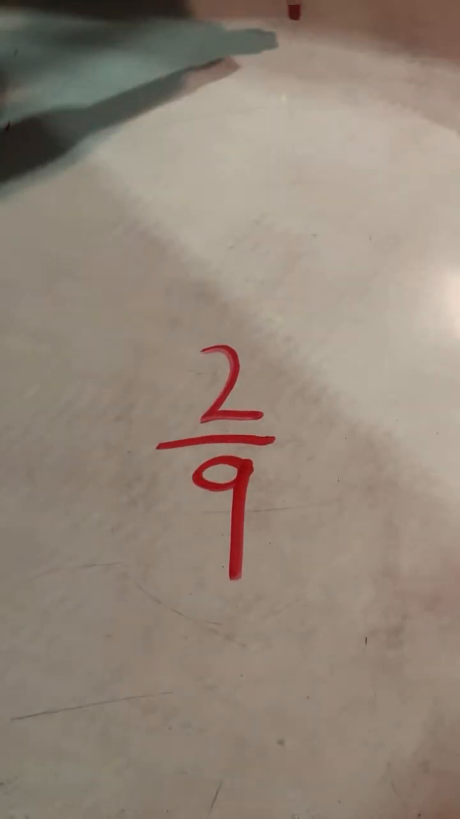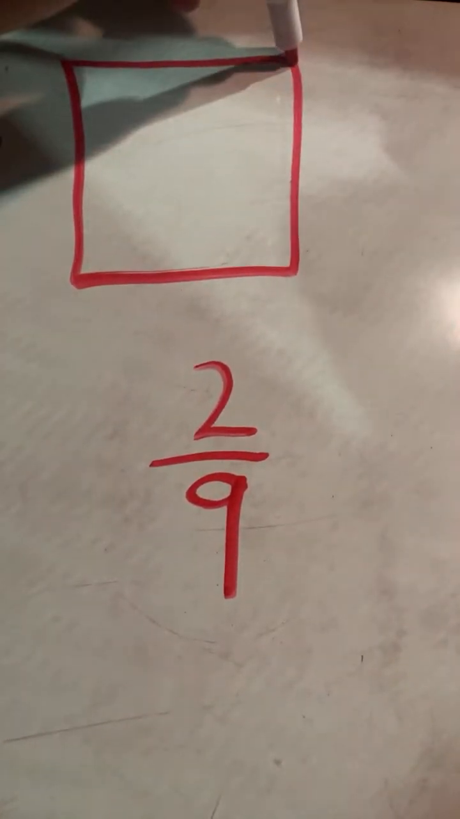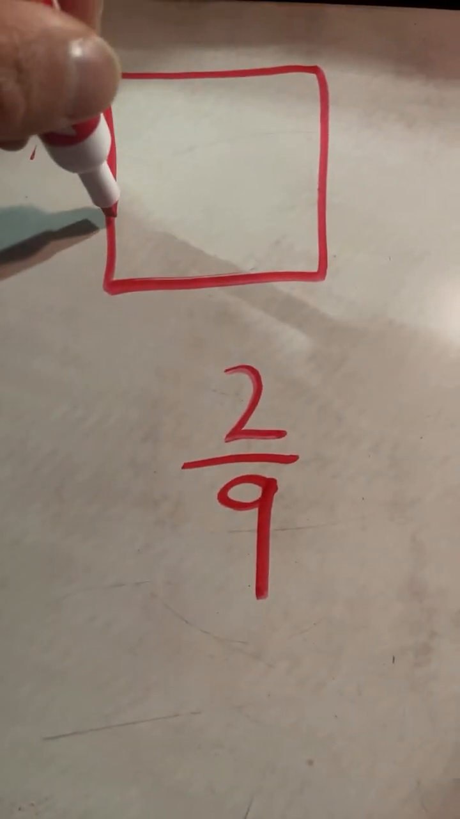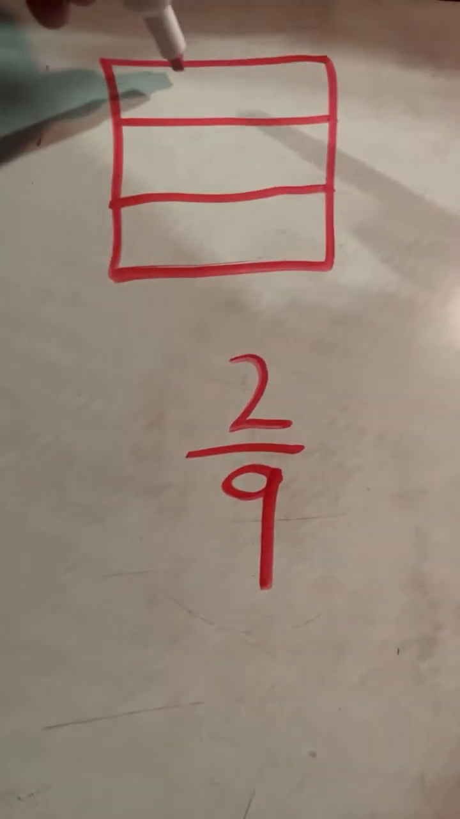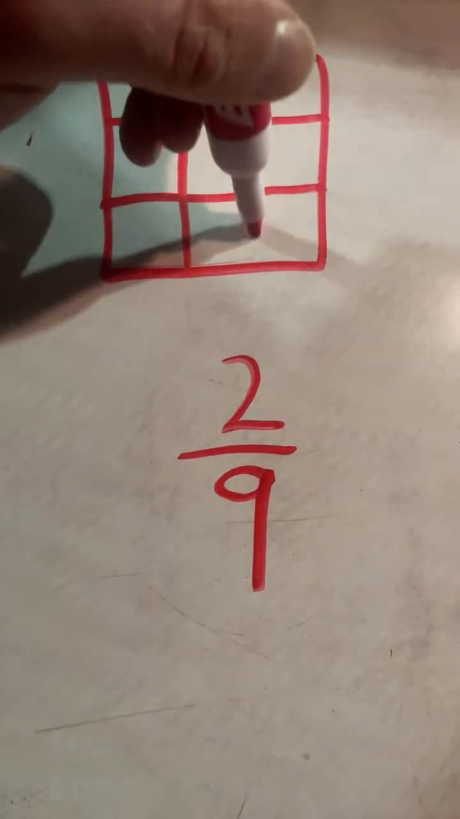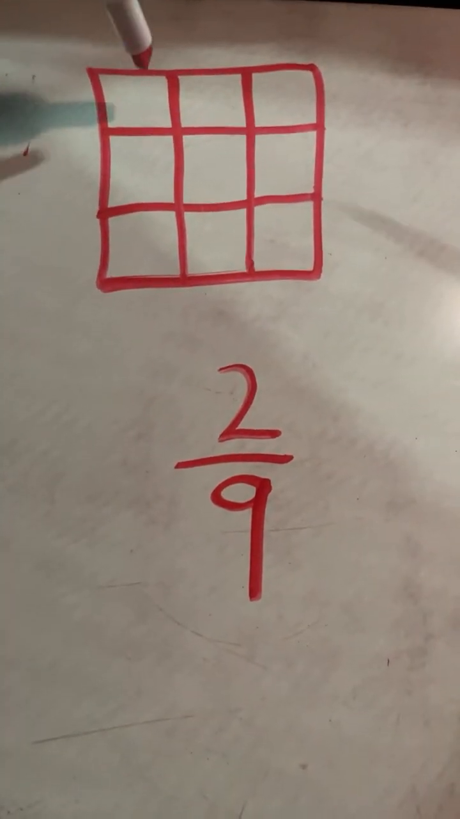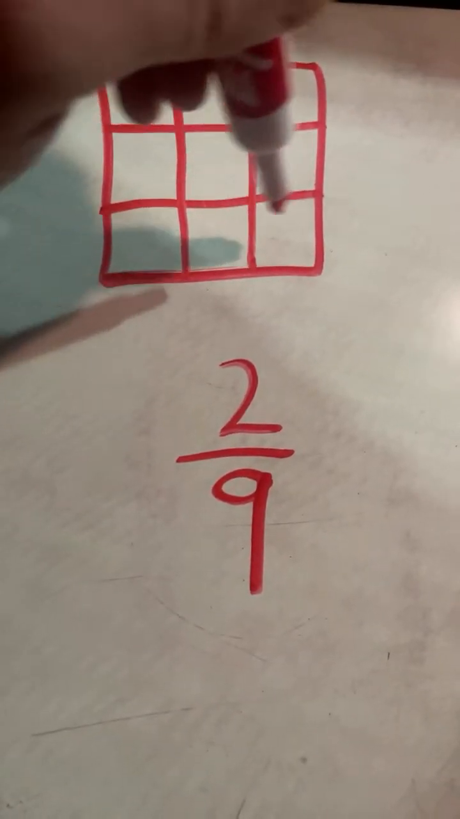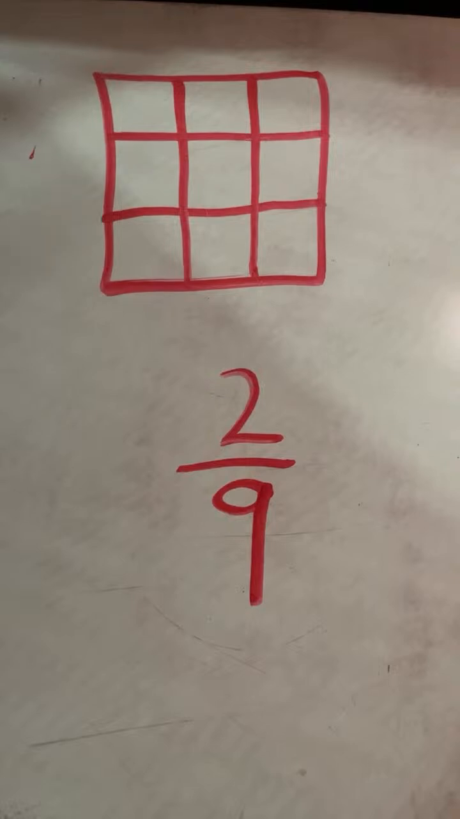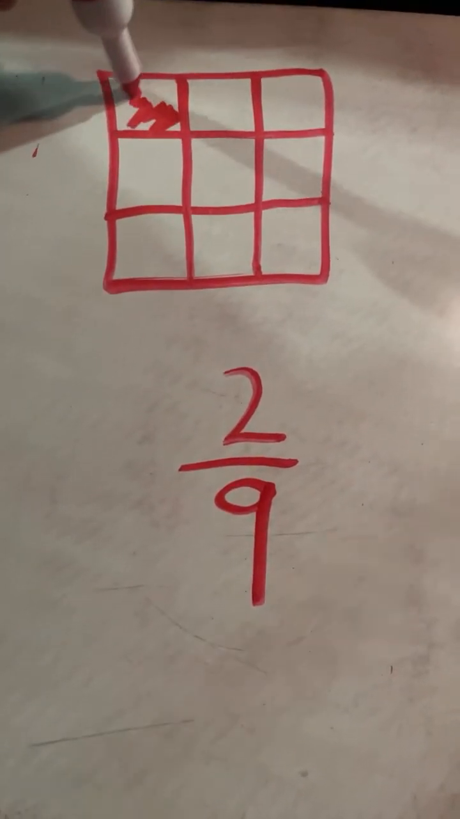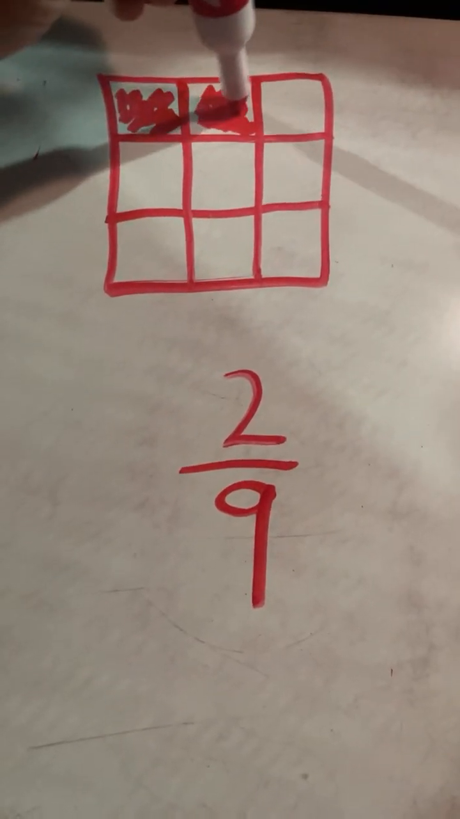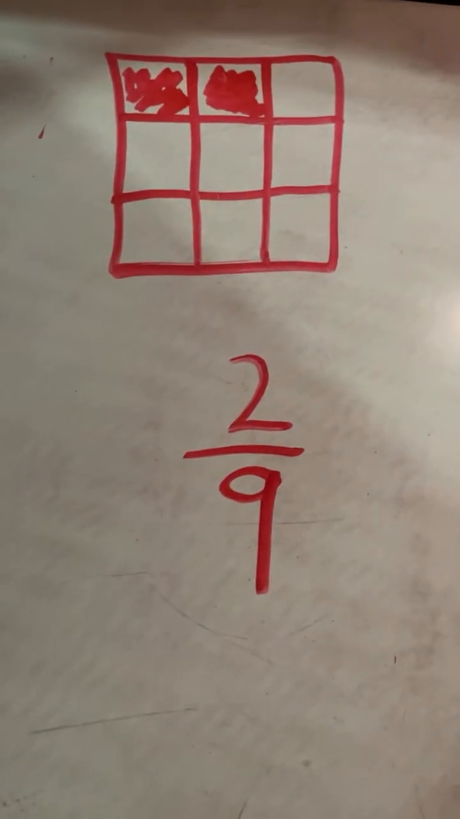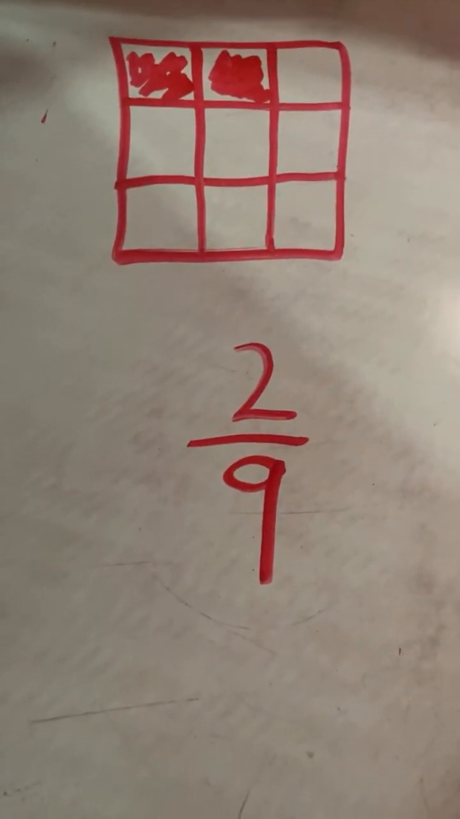Alright, 2/9. If I wanted to make a fraction model that represents 2/9, that would mean that I need 9 total parts, and 2 of those 9 parts need to be shaded. So I now have 1, 2, 3, 4, 5, 6, 7, 8, 9 total parts, and I'm going to shade in 2 of those parts. And I now have a fraction model that represents 2/9.